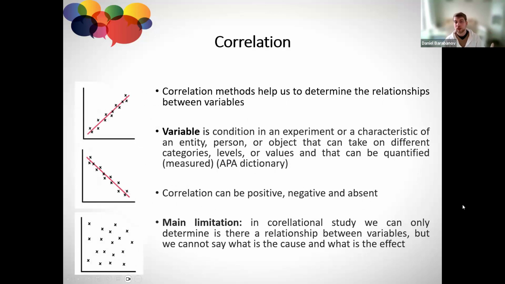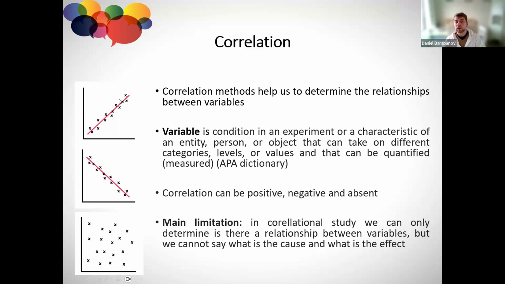So the second group of methods is correlation. Again, the simple idea is that you measure different variables. Basically, it's anything you can measure in psychology. And then you calculate a correlation, trying to determine whether there is any connection between two variables or not, right? The main limitation is that we can only track that, yes, there is a relationship between variables.